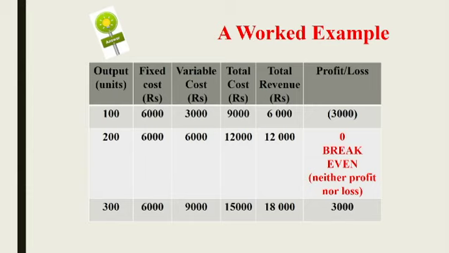The table shows how to calculate break-even. When 100 output is sold, there is a loss of 3,000 rupees. When 200 units are sold, there is neither profit nor loss. That is, there is break-even. And when 300 units are sold, there is a profit of 3,000 rupees.